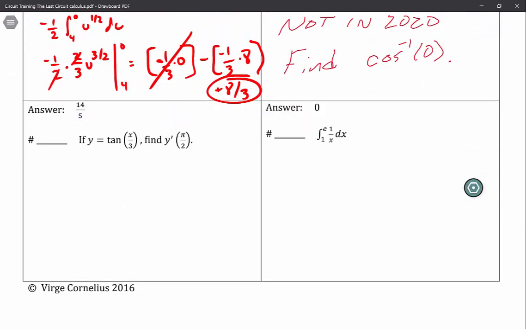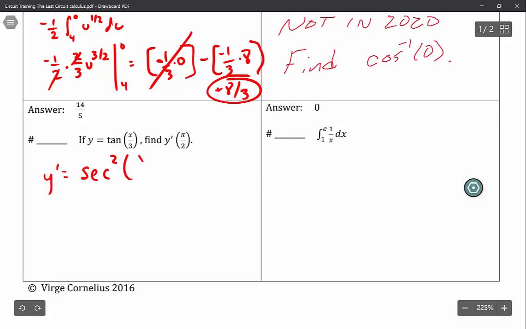If y equals tangent of x over 3, right? So the derivative, first we're going to do y prime. Derivative of tangent is secant squared of x over 3 times 1 third. I know we haven't done those derivatives of the trig stuff in a long time. You have a calculator, so that's kind of why.